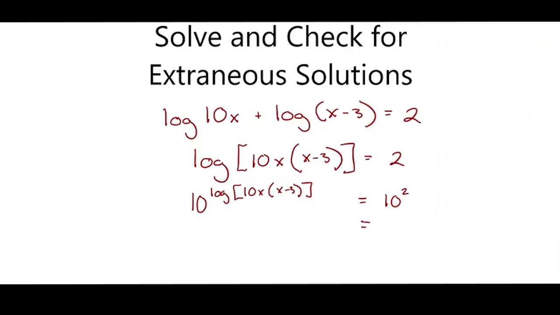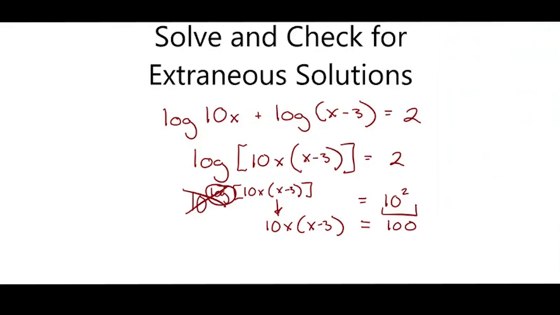Well, I can simplify this. I know that 10 to the second power is 100 because 10 times 10 is 100. I also know that because this log has a base of 10, I'm raising 10 to the log base 10 power. That cancels, and I can just bring this down. So now I have 10x times x minus 3 equals 100.